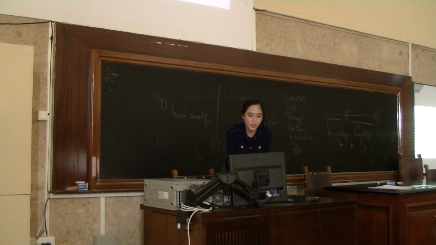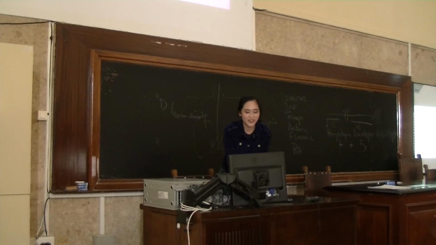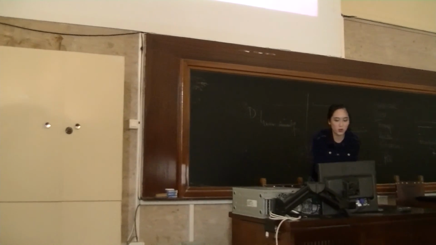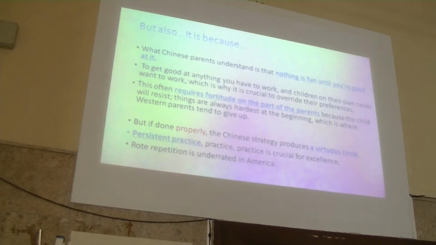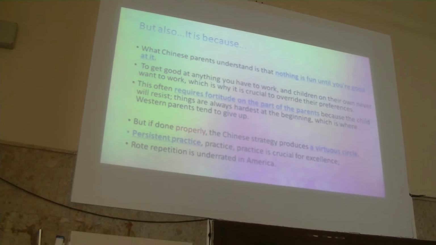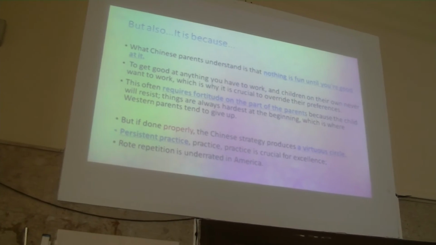But what Chinese parents understand is that nothing is fun until you are good at it. Wow. Yeah. To get good at anything, you have to work, and children on their own never want to work, which is why it's crucial to override their preferences. This often requires fortitude on the part of the parents, because the child will resist. Things are always hardest at the beginning, which is where Western parents tend to give up. But if done properly, the Chinese strategy produces a virtuous circle, where persistent practice is crucial for excellence. Rote repetition is underrated in America.